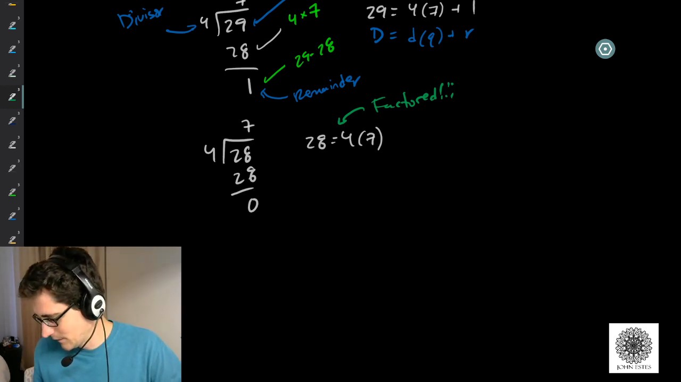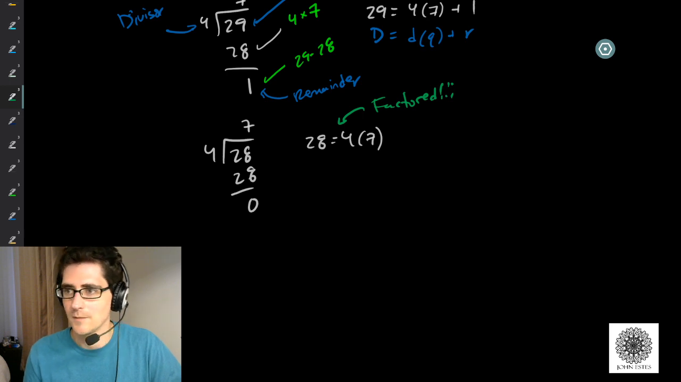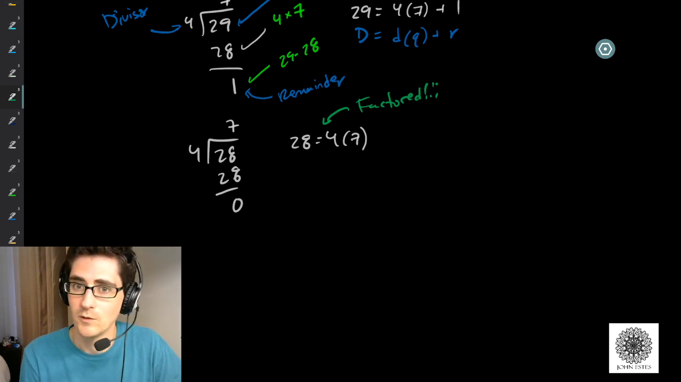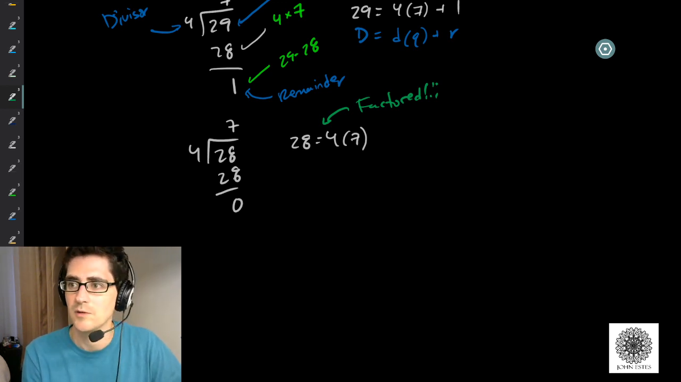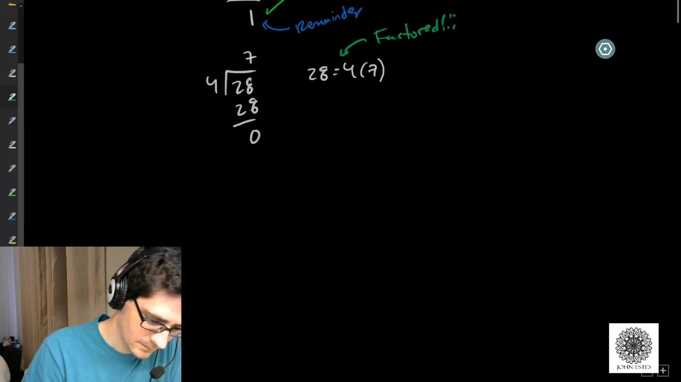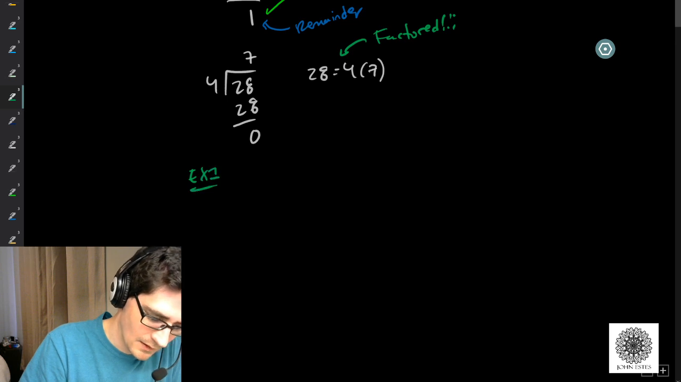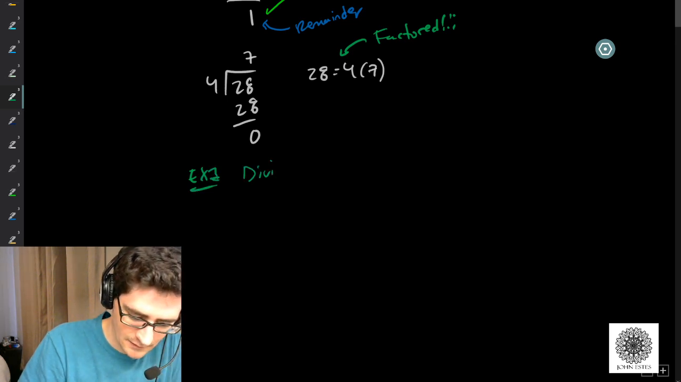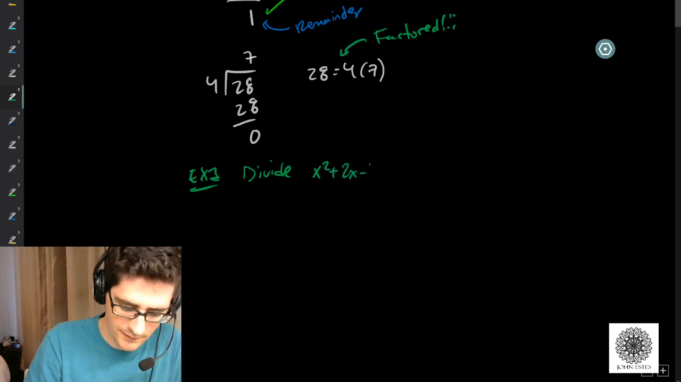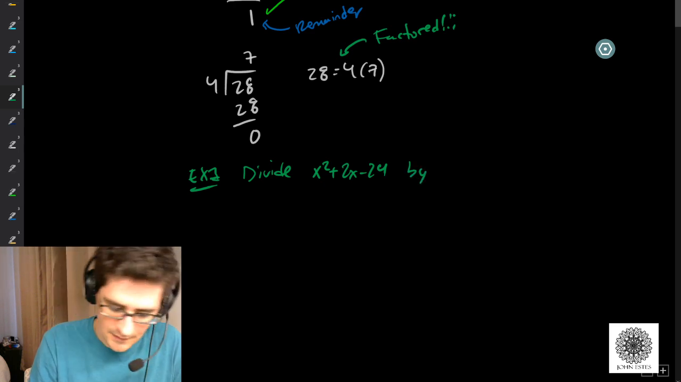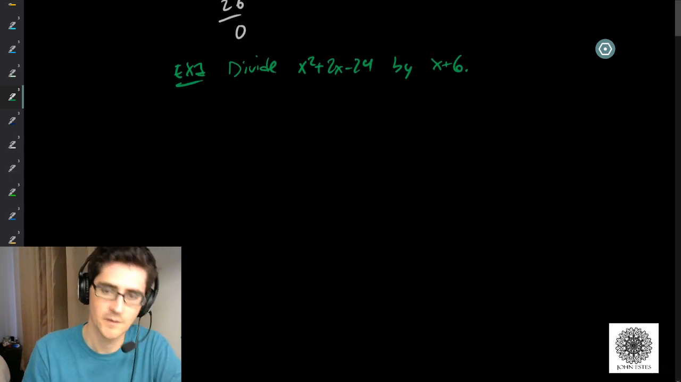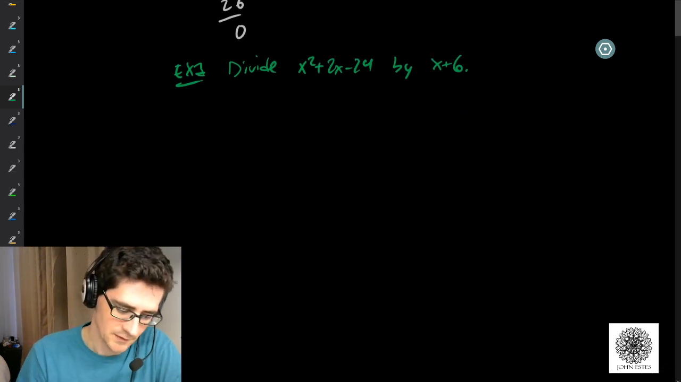Okay, so let's look at an example of dividing a polynomial. And I'm going to show you how the mechanics behind what we've done with real numbers applies to polynomials as well. Okay, so this is example 1. And here I'm going to divide x squared plus 2x minus 24 by x plus 6. Okay, I'm going to divide x squared plus 2x minus 24 by x plus 6. All right.